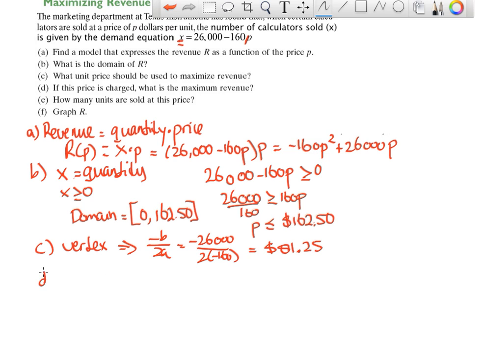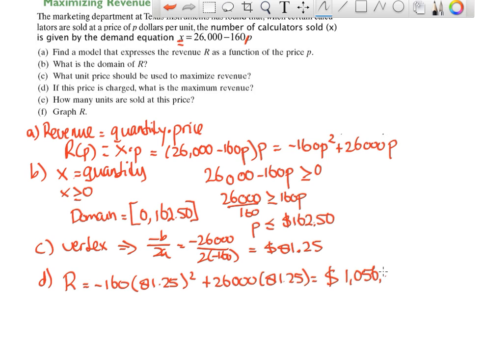If this price is charged, what is the maximum revenue? Well, revenue is equal to negative 160P squared plus 26,000 times P again. Okay. With the calculator, we can't do that in our head, and neither really could we do the previous one. It's $1,056,250.